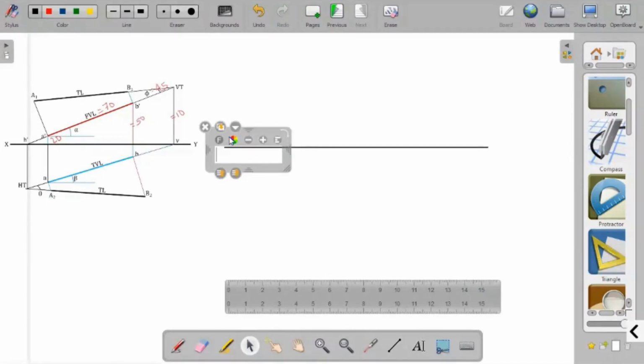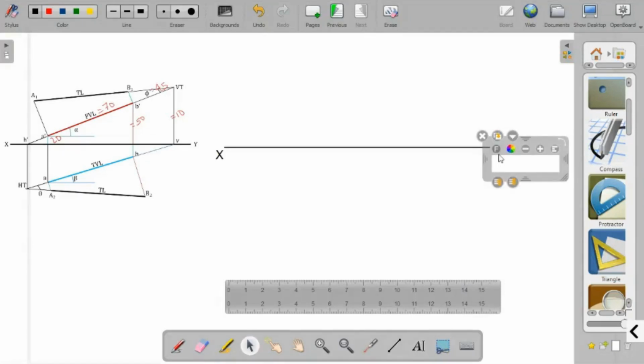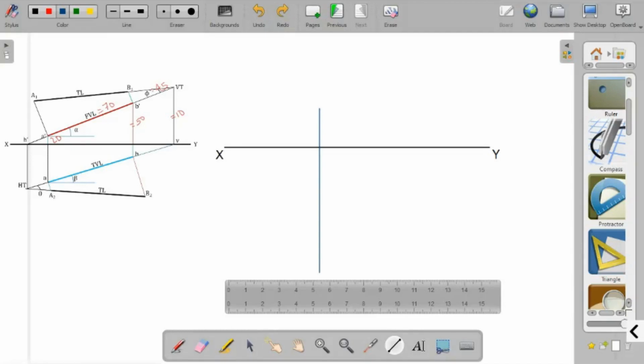This is our XY line. Now we mark the point A dash. So it should be 10 millimeter. First I'll draw a perpendicular line. I'm not using a protractor here, for simplicity, for easiness. And below also I am extending it so that it will be easier for me.